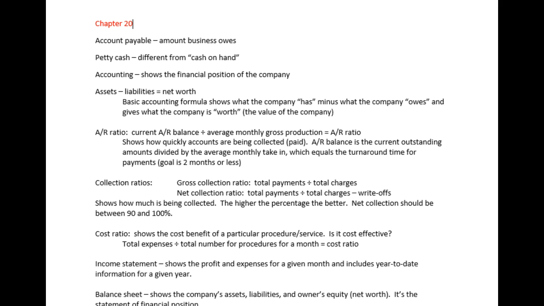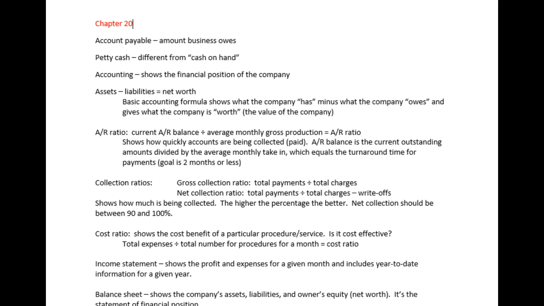Collection ratios, then you have two different ones. You have a gross collection ratio and you have a net collection ratio. These show how much is being collected. So the higher the percentage, the better. And your net collection should be between 90 and 100%.